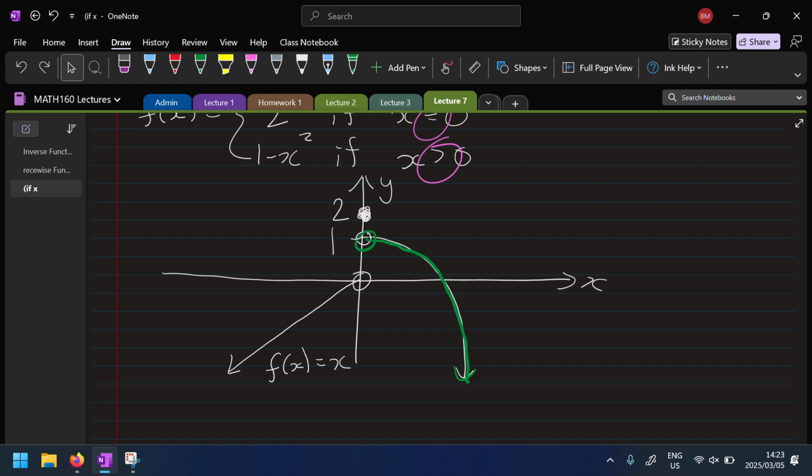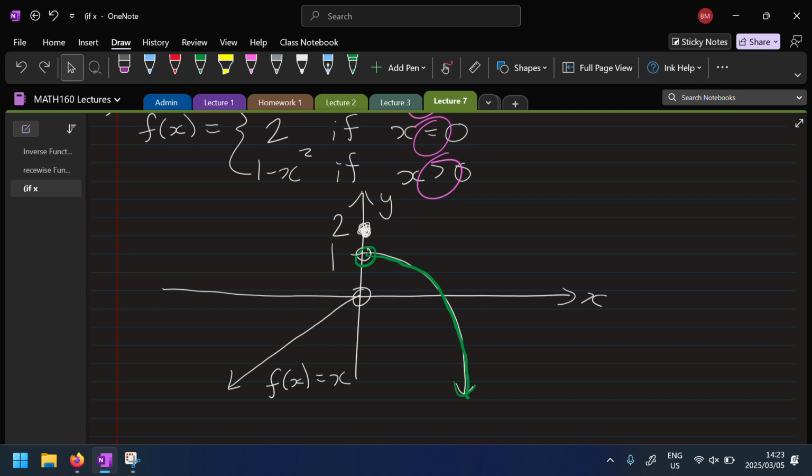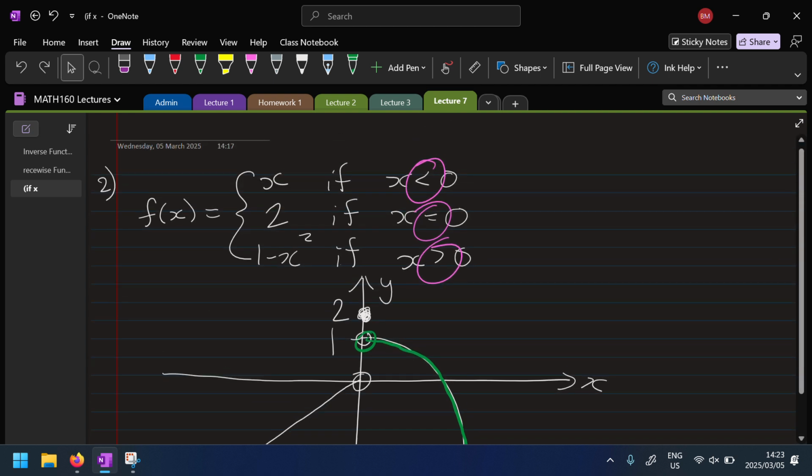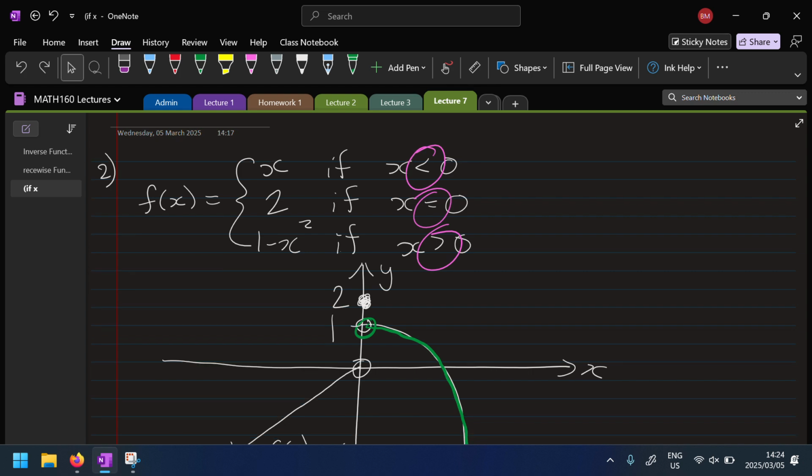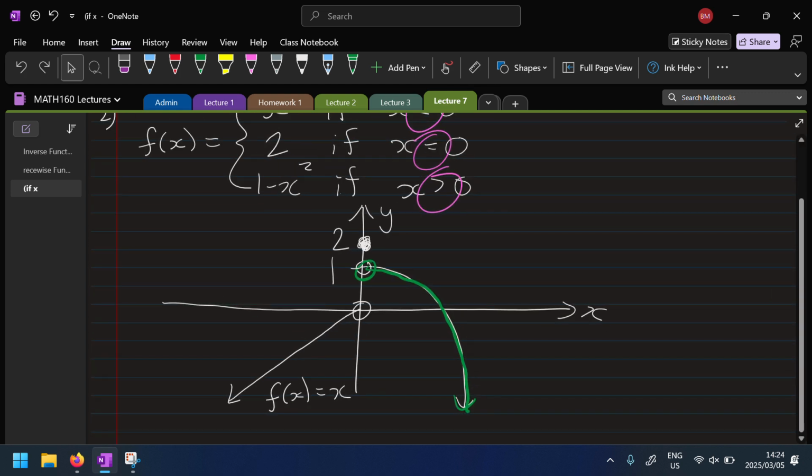Okay. Yes. No, just positive x, just x. So it's just the straight line x. Do you have a question? Yep. No, it can be anything.